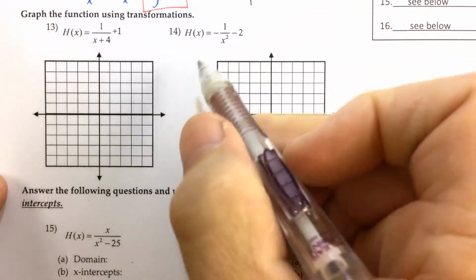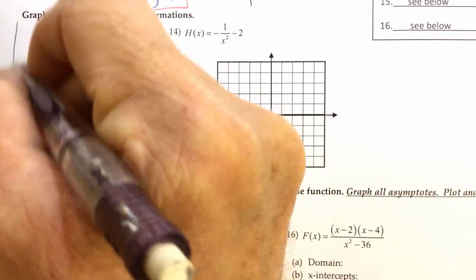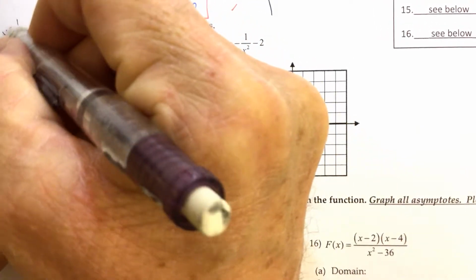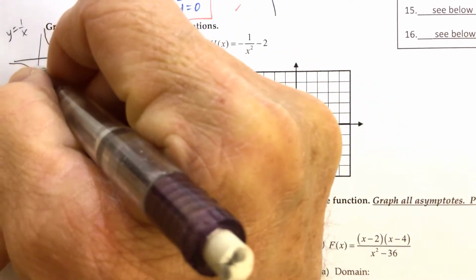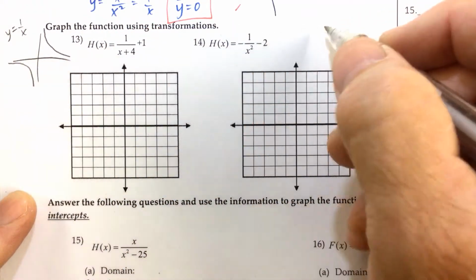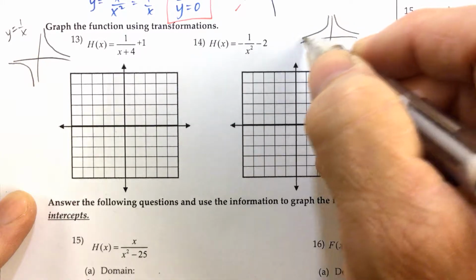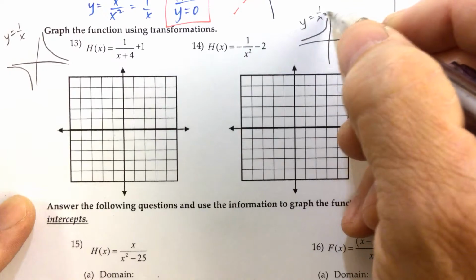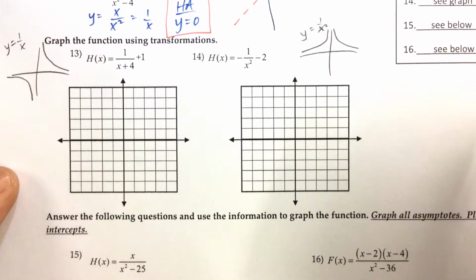Number 13 and 14, we're just using transformations. So first thing we need to make sure we understand is that y equals 1 over x looks like this. Vertical asymptote x equals 0, horizontal asymptote y equals 0, and 1 over x squared looks like this. So these are parent functions that you're supposed to know. And if you don't remember what the graphs look like, then study them until you do.